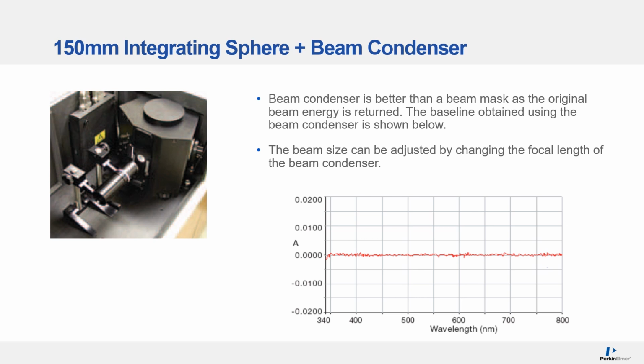Here is an image of the integrating sphere preceded by the beam condenser. The sample is placed on the integrating sphere. The beam condenser is adjustable, allowing for different beam sizes for different sizes of gemstones. The high energy throughput using the beam condenser generates good quality, low noise spectra.